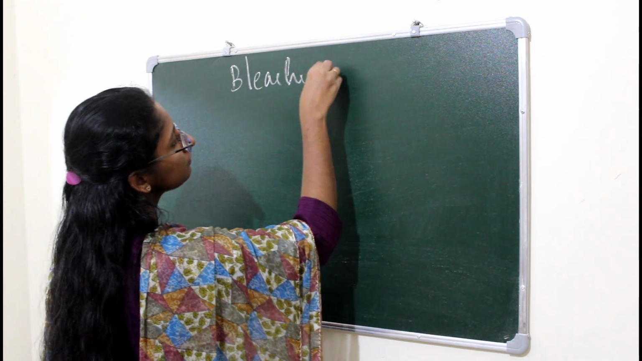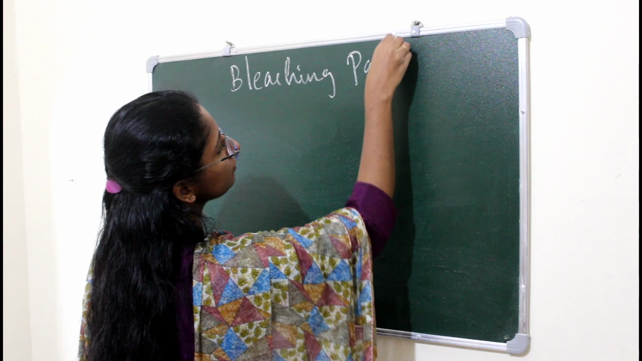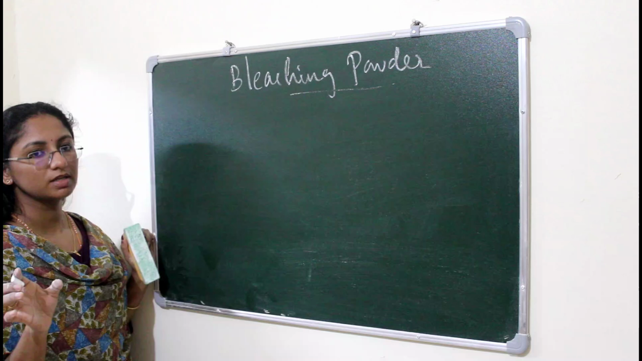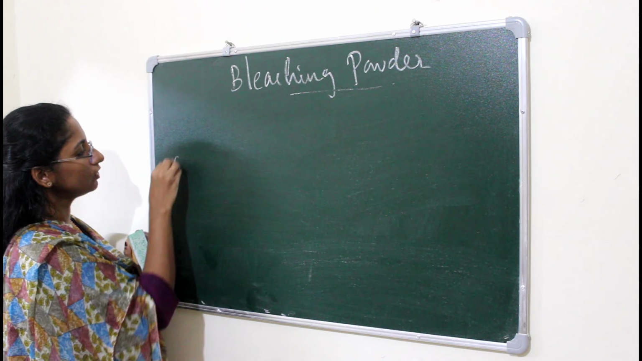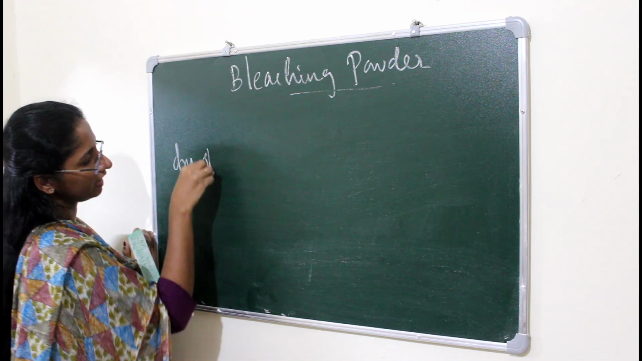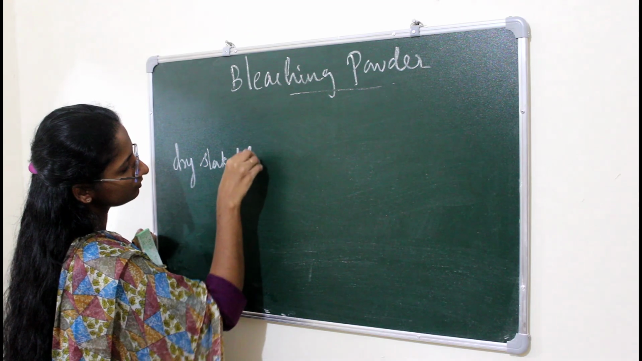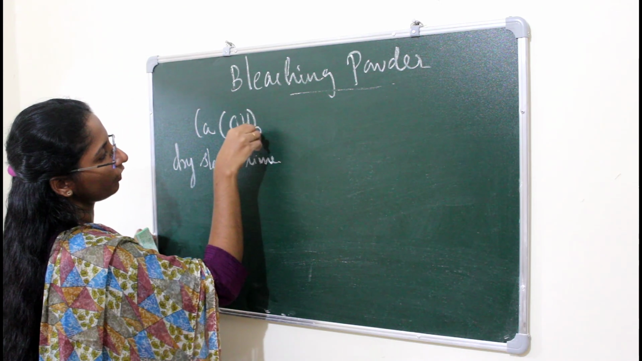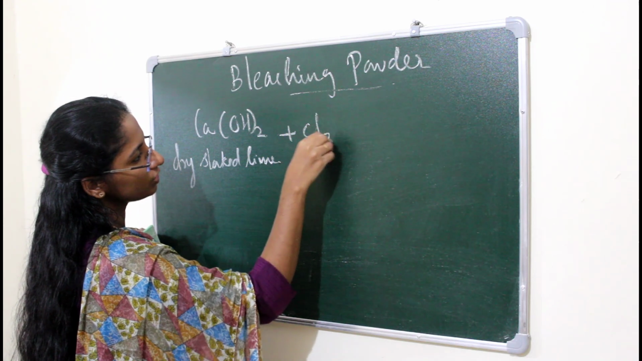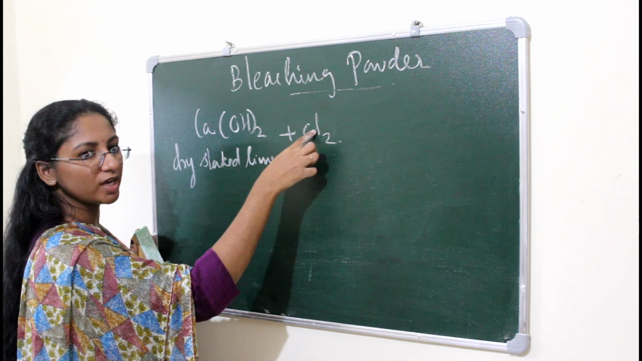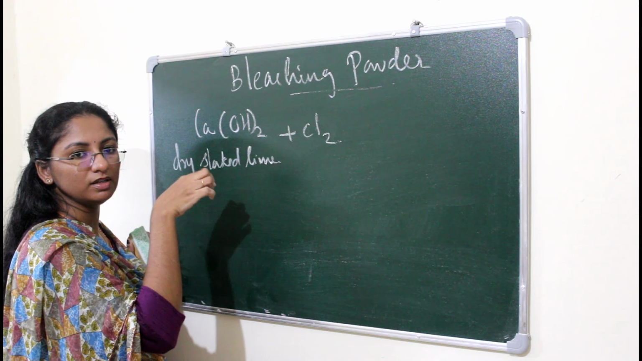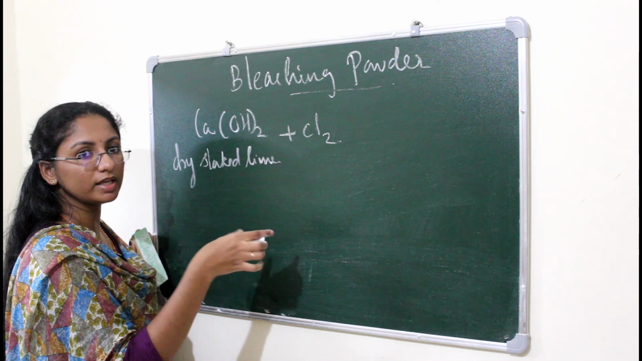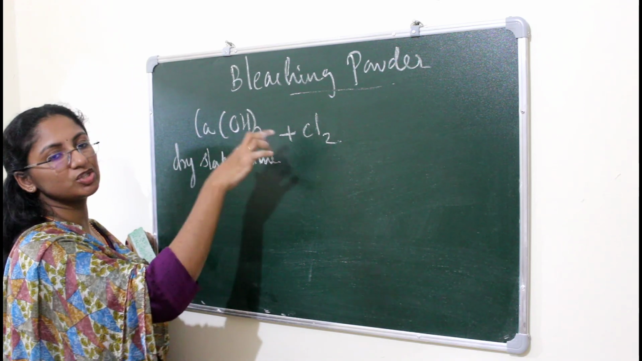Bleaching powder. You have heard about slaked lime, right? We are taking dry slaked lime. Its chemical formula is calcium hydroxide, Ca(OH)2, and we pass chlorine gas through it. This chlorine gas is obtained from the above reaction. From the chlor-alkali reaction we get chlorine as a product, and that chlorine is used for the production of bleaching powder.